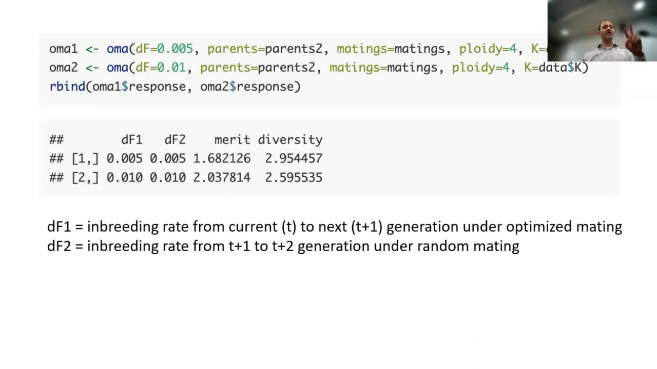And here you see explicitly the DF1 is the rate from the current to the next generation, and the DF2 is to the generation after that. I mentioned a moment ago that you actually have to put both of those constraints on it to properly control inbreeding. And we're going to see why that is shortly. So that's one part of the information, this response table.